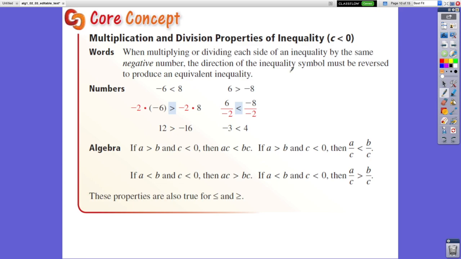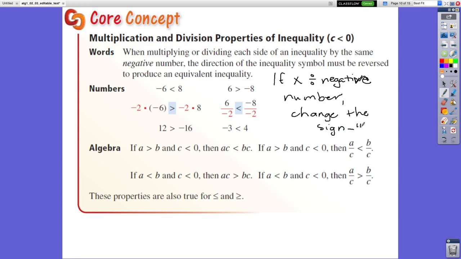Here's where the difference is, this next one. And here's the key. I'm going to write it in some words for you to understand. If you multiply or divide by a negative number, so the action, if the multiplication or division is by a negative number, I heard someone say it, you change the sign. What I mean by change the sign, you want to flip it so it faces the other direction.